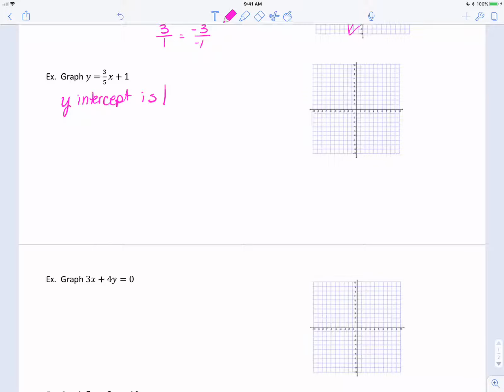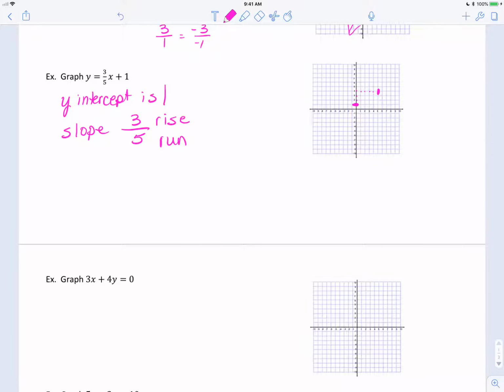So we're going to go over to the y-axis and plot +1. And then we have a slope that is 3 over 5. So we're going to rise up 3 units, and run over 5 units. Everything is positive, so let's rise up 3: 1, 2, 3. Run over 5: 1, 2, 3, 4, 5.